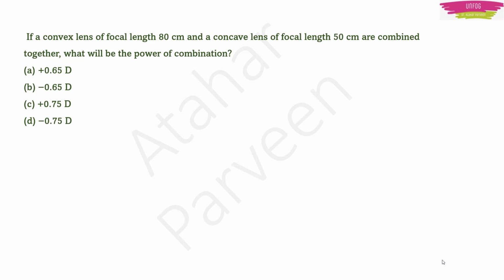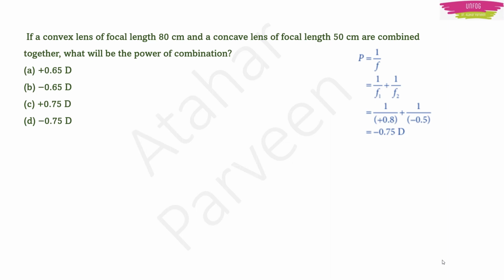See, this concept I have not explained to you in class. I thought that I will give an example and explain it here itself. If you have two lenses and you are combining them together, then you can combine their powers, and you can combine their focal lengths also. For that you have this formula.